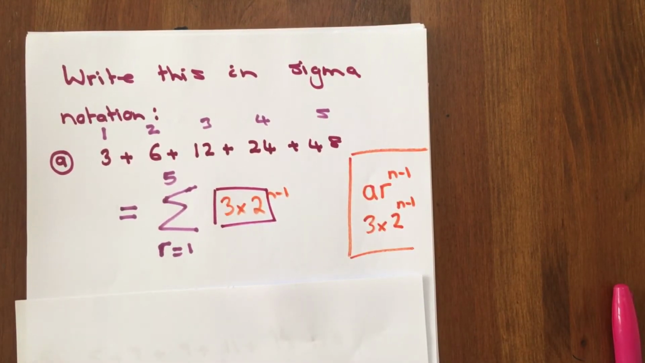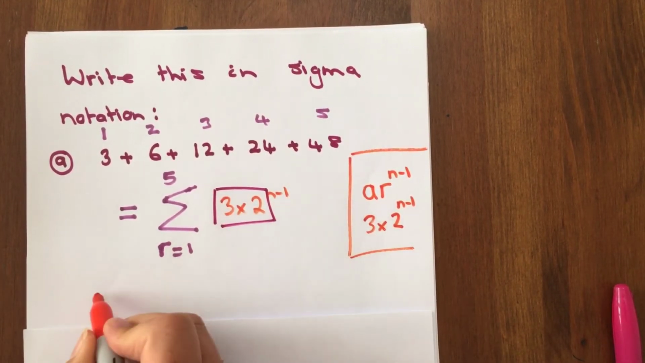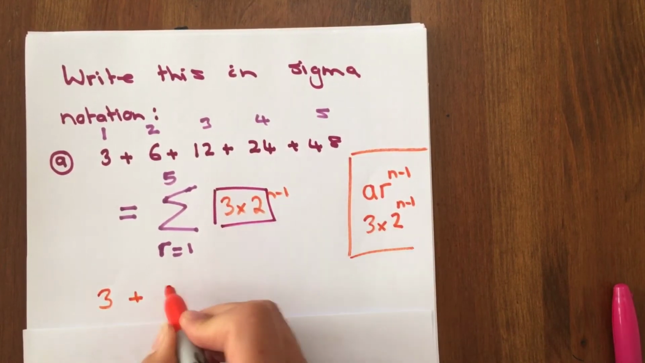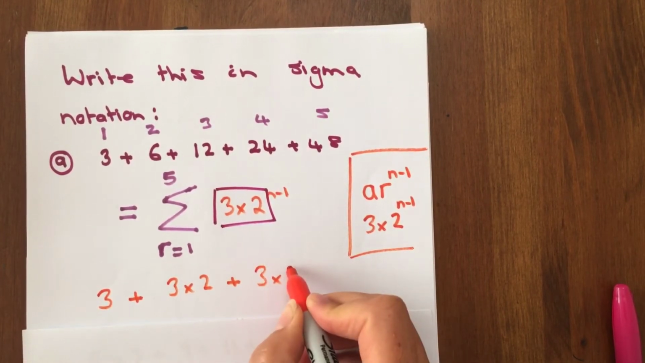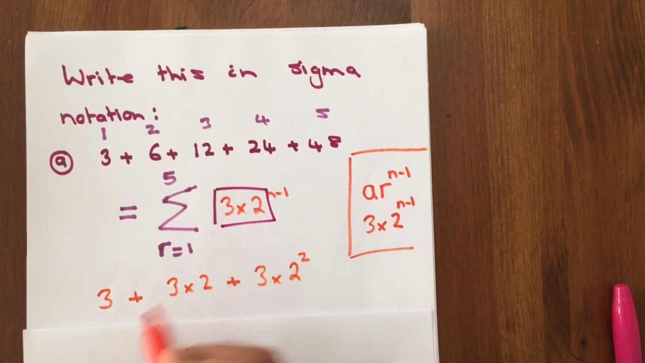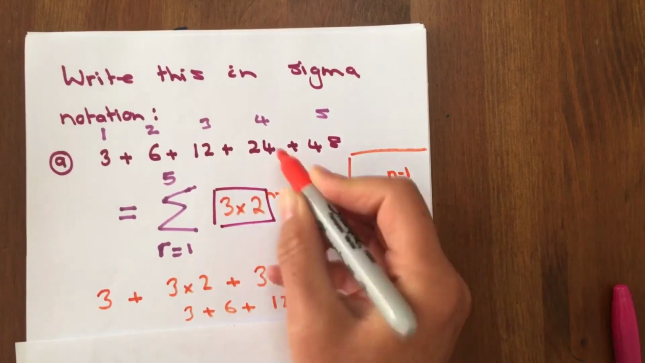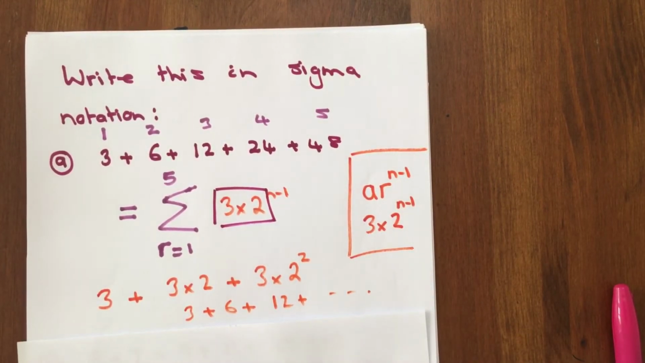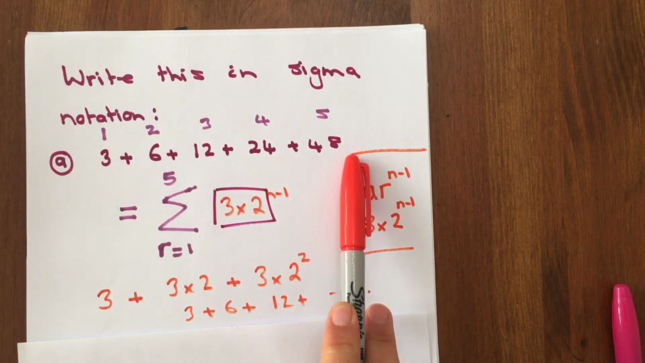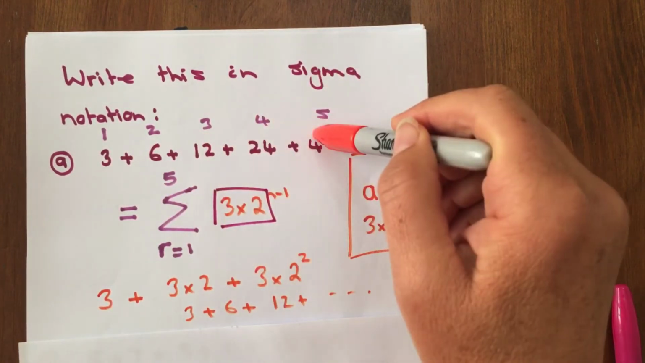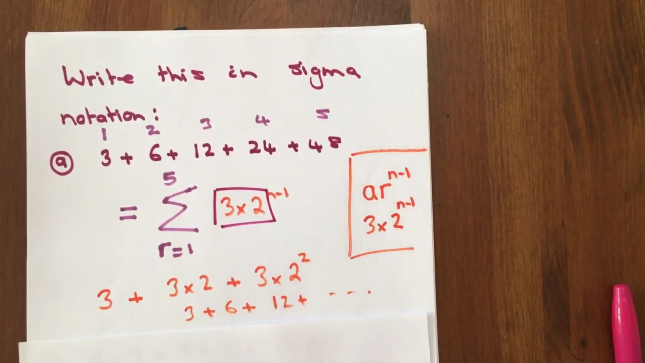Let's just check that works. So let's put r equals 1 in. So when r is 1, I've got 3 times 2 to the 0. I've got 3. When r is 2, I've got 3 times 2. When r is 3, I've got 2 squared, etc. So I've got 3 plus 6 plus 12, the first 5 terms of this sequence. So we know this is a geometric sequence, times by 2 from one term to the next. So we use the nth term for a geometric sequence.